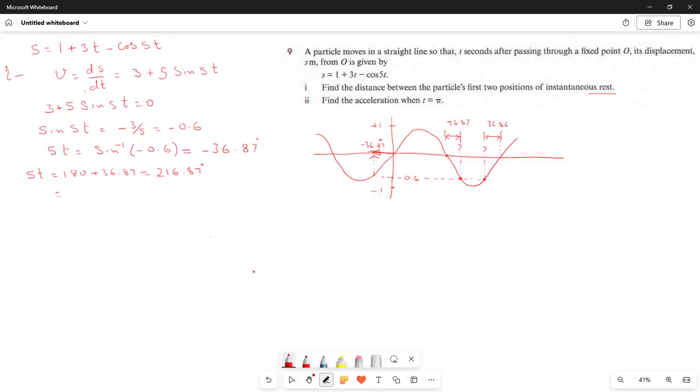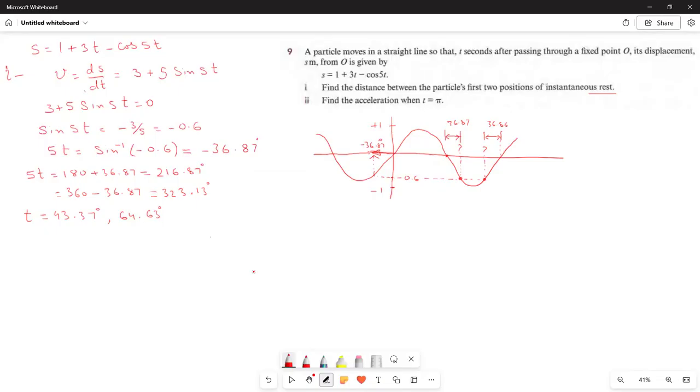From here, it is 360 degrees, so 360 minus 36.87, and this will give you 323.13 degrees. You can check with your calculator that the sine of these two angles will also be minus 0.6. So if I divide everything by 5, I will get t is equal to 43.37 degrees, and the second answer would be 64.63 degrees.